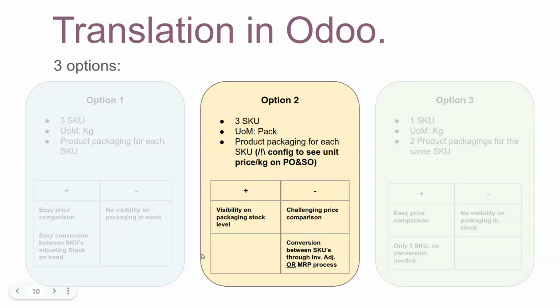The second option I would like to propose in this video is to create 3 different SKUs, meaning 3 different products, but to use the packagings as unit of measures. It's also a good idea to create the product packagings for each of the SKUs. It will ease the purchase and sales flow.